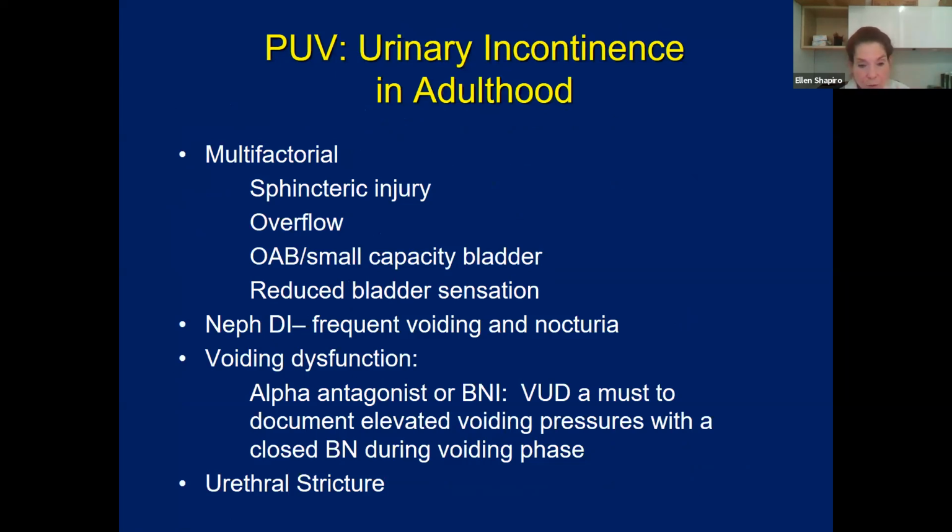And so it's really important, before one considers doing a bladder neck incision, to first do a trial of alpha antagonists, or with your urodynamics, it's a must to document these elevated voiding pressures with a closed bladder neck during the voiding phase. You really want to be careful about cutting the bladder neck. Urethral stricture is possible, but not common.